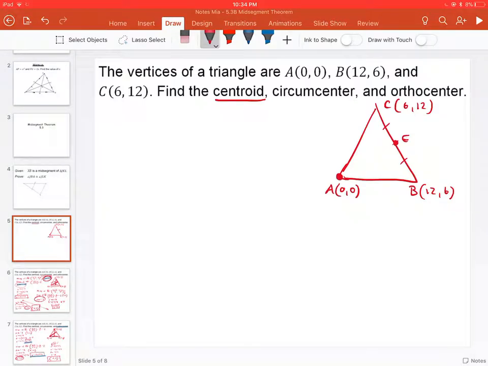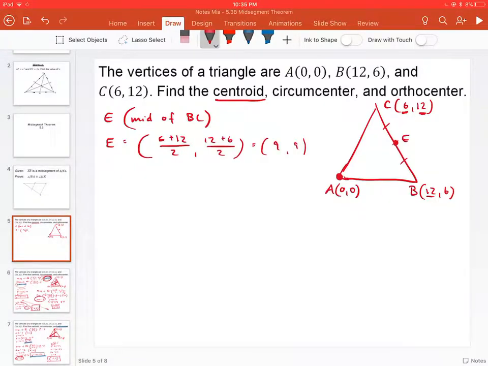I'm going to call that midpoint E. So E, which is a midpoint of BC, we can find using our midpoint formula. So E is going to be x1 plus x2, 6 plus 12 divided by 2, and y1 plus y2, 12 plus 6 divided by 2. So it looks like we should get the same thing for x and y, and our midpoint's going to be 9, 9.